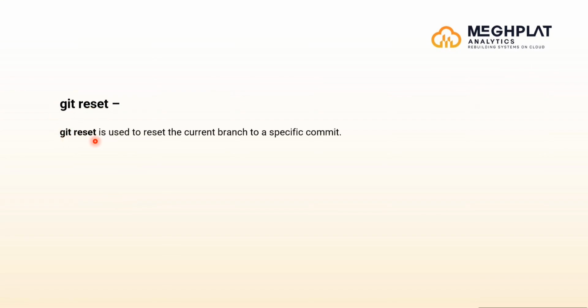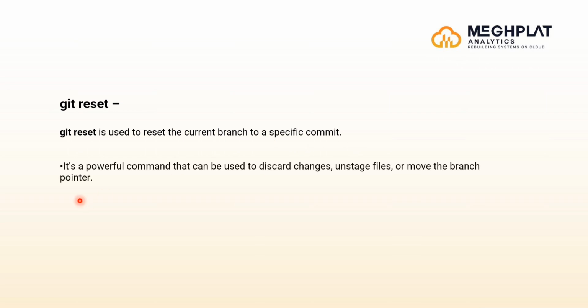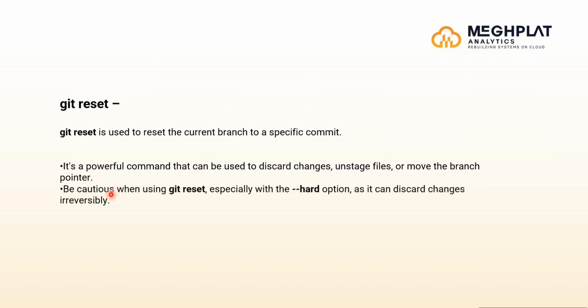Git Reset. Git Reset is used to reset the current branch to a specific commit. It's a powerful command that can be used to discard changes, unstage files, or move the branch pointer. Also, be cautious when using Git Reset, especially with the hard option, as it can discard changes irreversibly. So, these are the definitions of reset, revert, and checkout. Let's do it practically and try to understand.